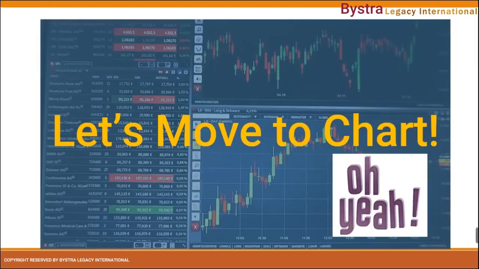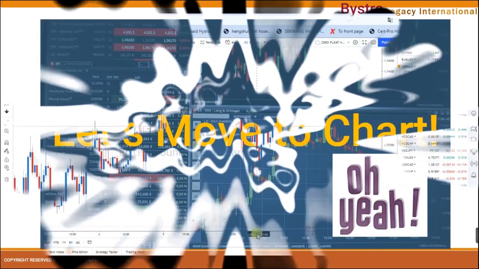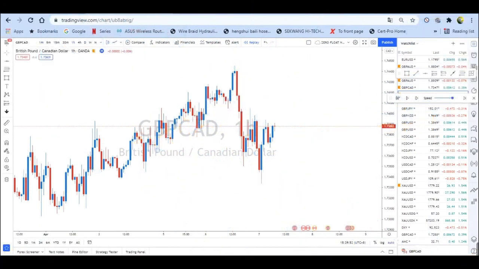So let's move on to the chart. Alright guys, we're at the TradingView. As we can see here, this is a GBP/CAD pair on the H1 time frame. So here we can see there is a possible QM. Alright, there's a pattern here. This is the left shoulder. So I'm going to mark the left shoulder on here.